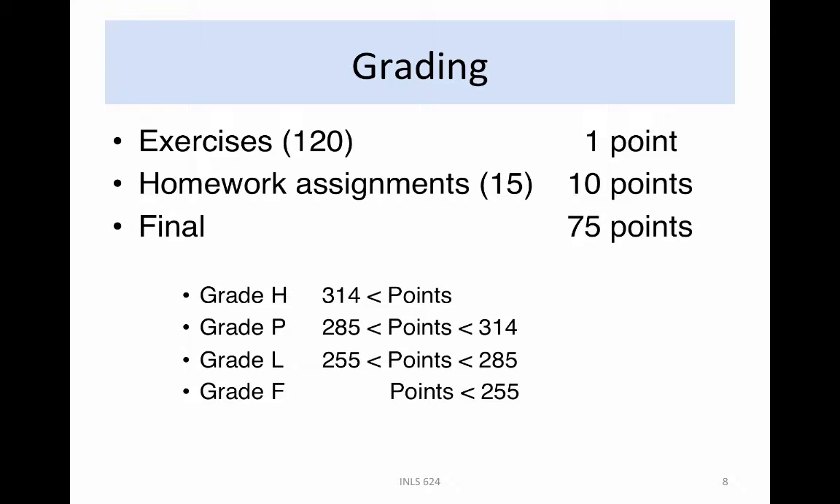Based on UNC recommendations, you will need to accumulate more than 314 points for a grade of H, between 285 to 314 points for a grade of P, and between 255 to 285 points for a grade of L. Based on these point totals, you can decide how many exercises and homework assignments need to be completed correctly for your desired grade.